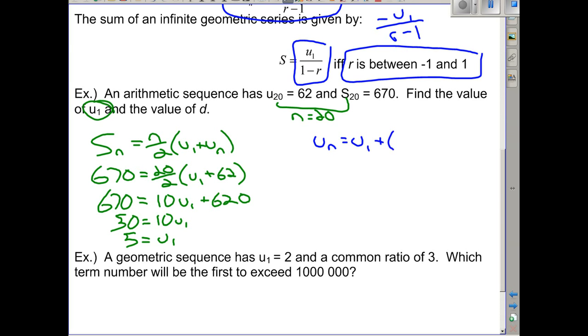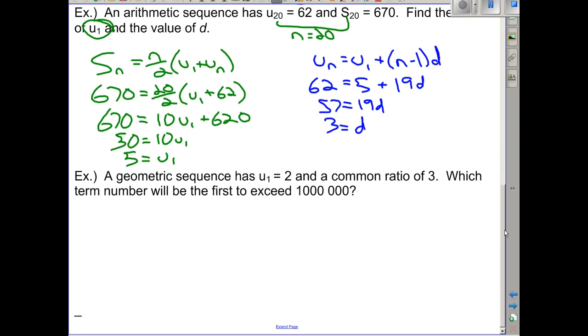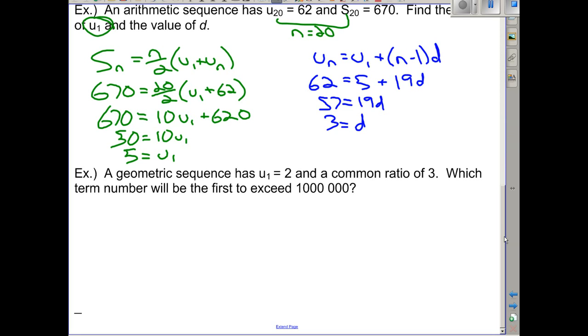un equals u1 plus n minus 1 times d. Plug in what I know. Un, the 20th term, is 62. u1 I know is 5 now. N minus 1, I'm talking about 20 minus 1, because 20 was our n. So this will be 19. Solve, and I get 57 equals 19d, or d equals 3. So I'm just cataloging what I know in these cases and plugging in to a formula that will allow me to solve the question that's being asked, namely find u1 and d in this case.